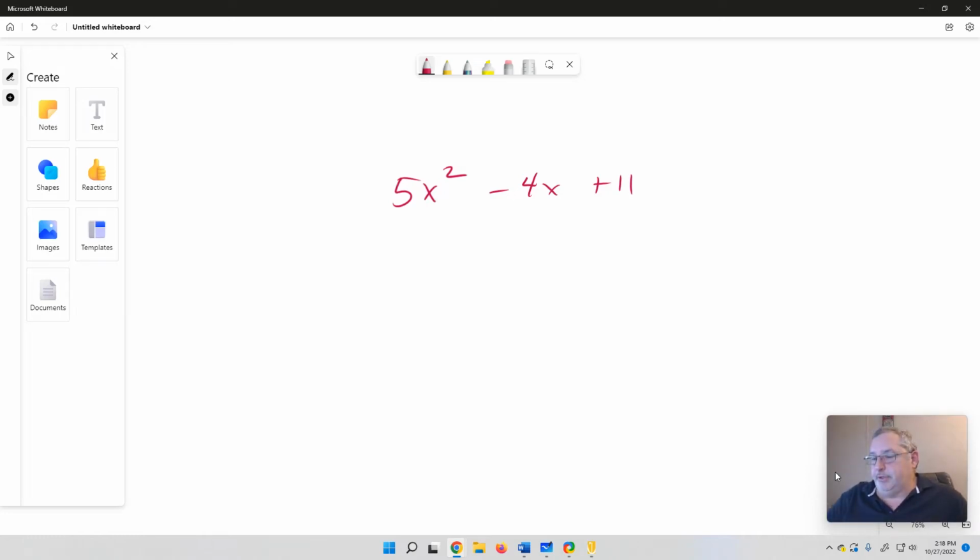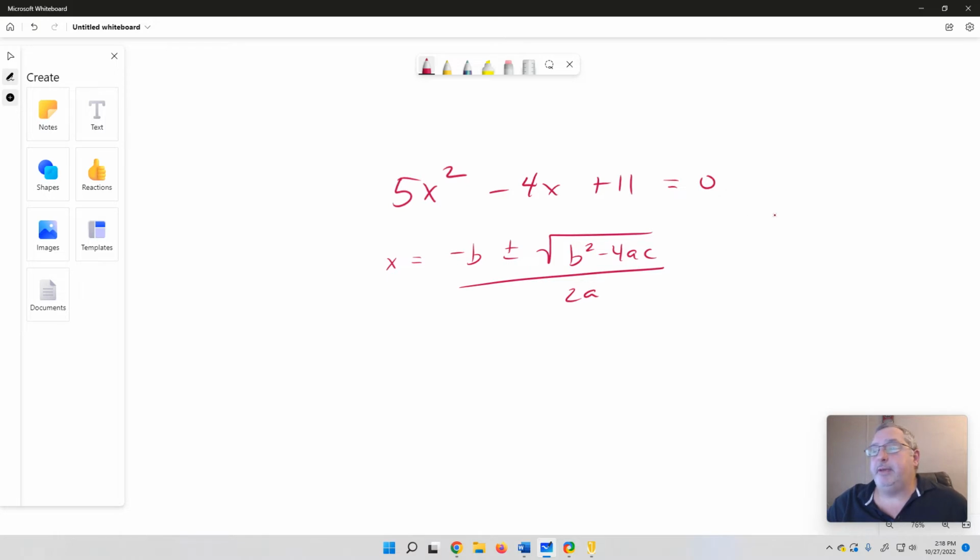We're going to look at how to solve a quadratic equation using the quadratic formula. This is one of those cases I want to make sure you're aware of that we can do in Algebra 2. So here we have 5x squared minus 4x plus 11. And if we want to use the quadratic formula, x is going to equal the opposite of b plus or minus the square root of b squared minus 4ac, all divided by 2a.